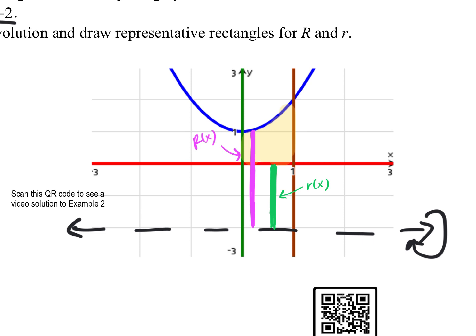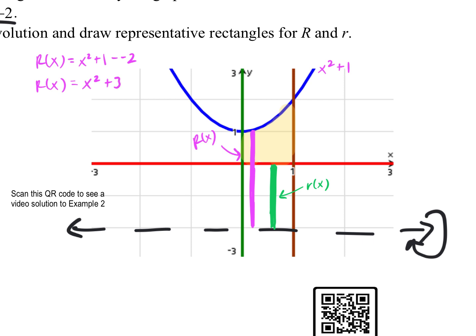So for our formula, are we going to be integrating with respect to x or with respect to y? With respect to x, because we're perpendicular to the x-axis. My big R of x formula is already in terms of x: x squared plus 1. Then I'm going to subtract where we're going all the way down to, which is -2. So this is minus a -2. If I simplify that, big R of x becomes x squared plus 3. Yes?